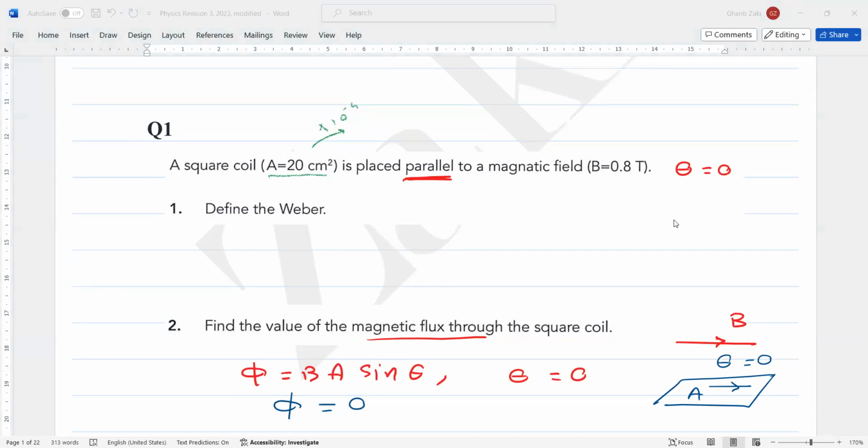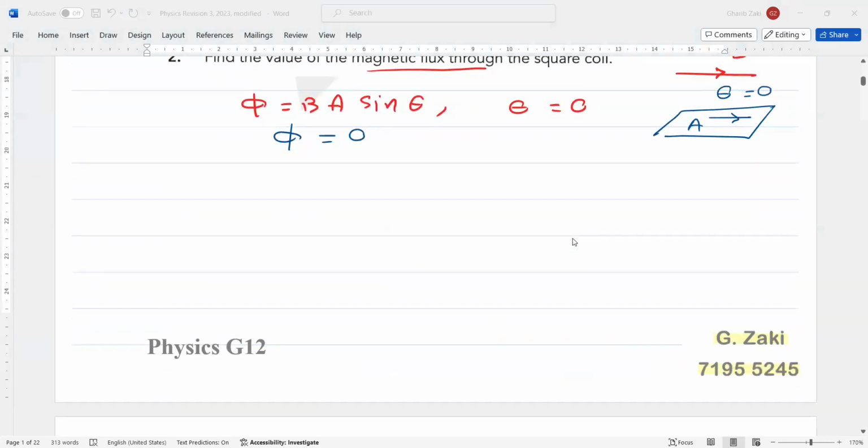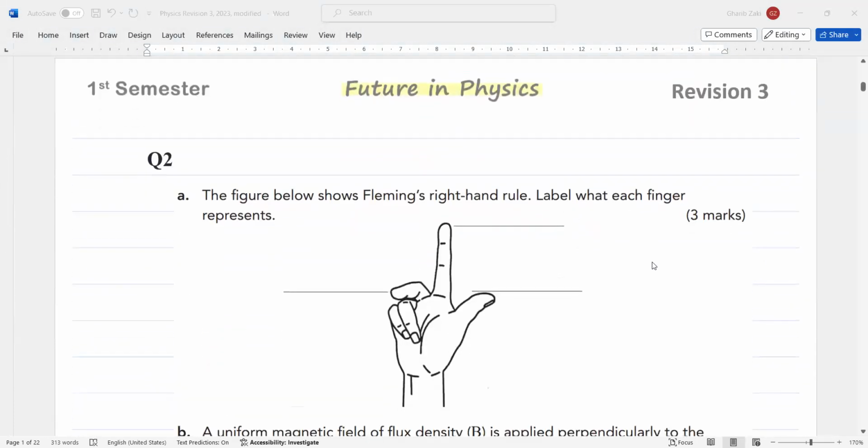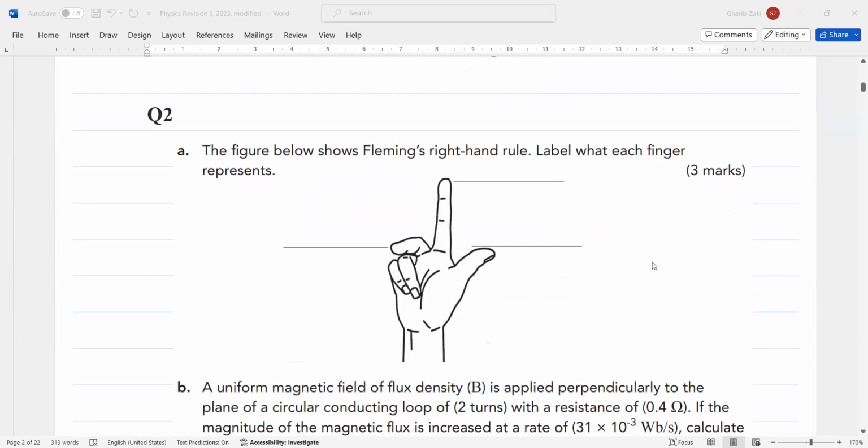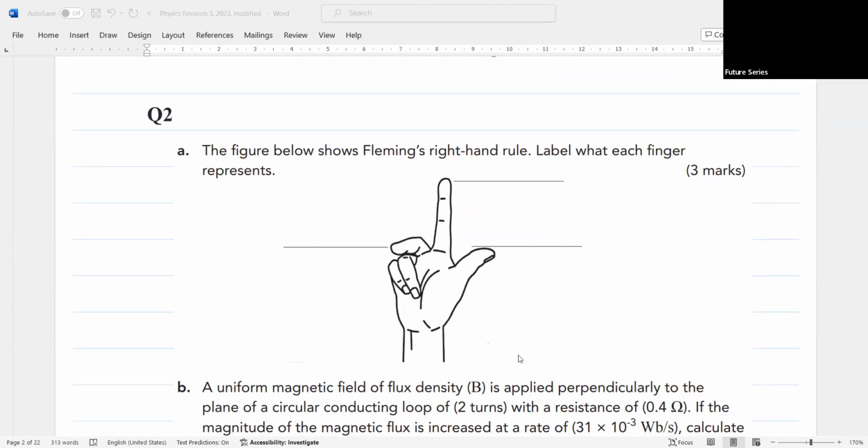Now, can you see the second question? Try please to solve with me. Take care, these are very important questions. Question number 2. The figure below shows Fleming's right hand rule. So I show you the right hand rule here. Can you see me?